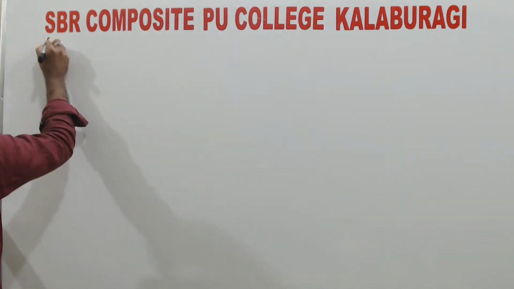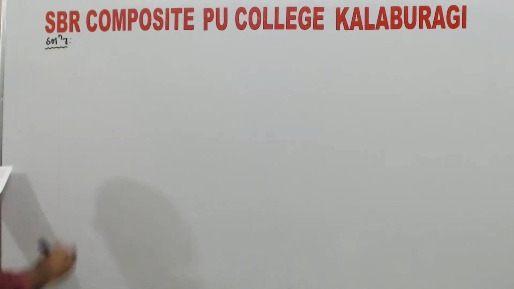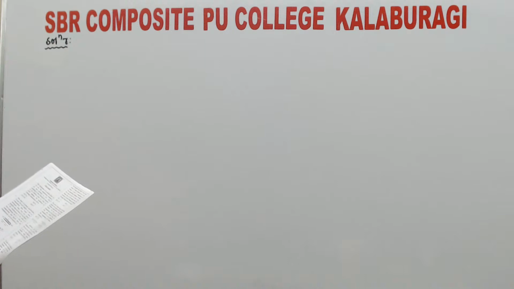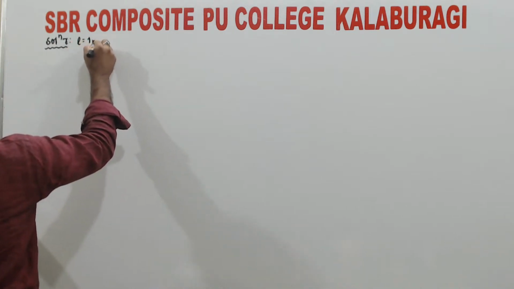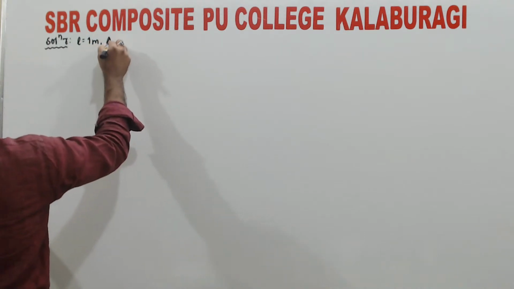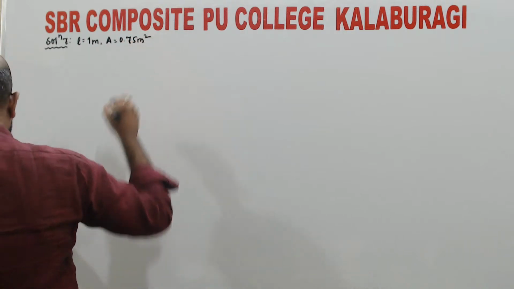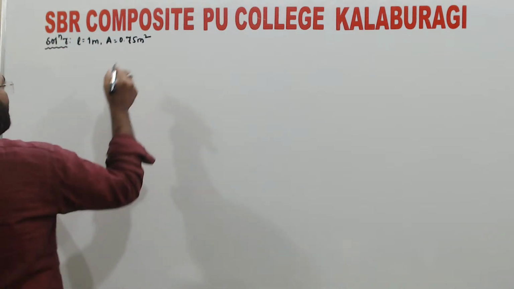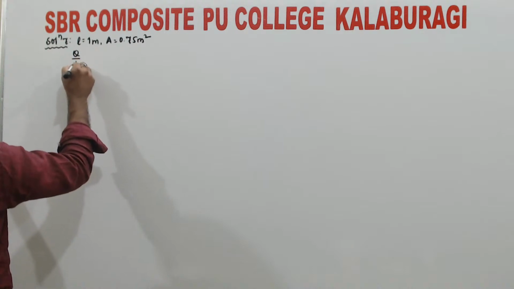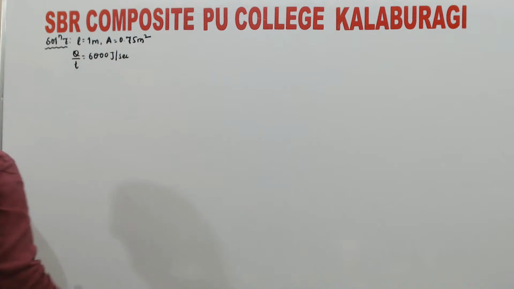There is a solution for the 7th question. A body of length 1 meter. It means the cross-section area and length are given. L is equal to 1 meter and the cross-section area is 0.75 meters square. The heat flows through the given material at 6000 joules per second, that is Q by t is equal to 6000 joules per second, the given value.